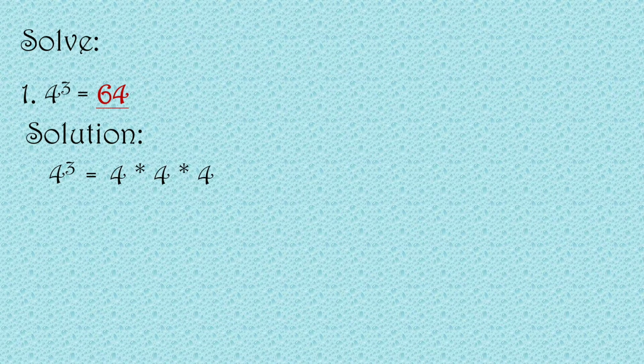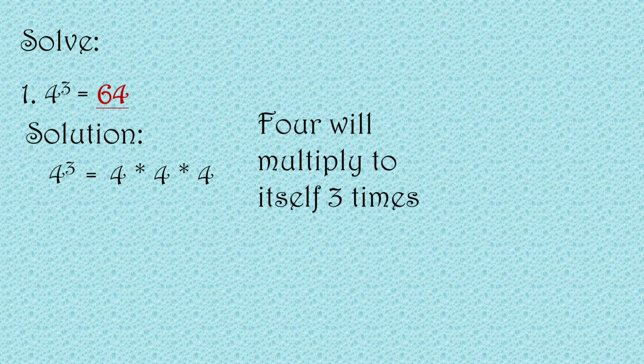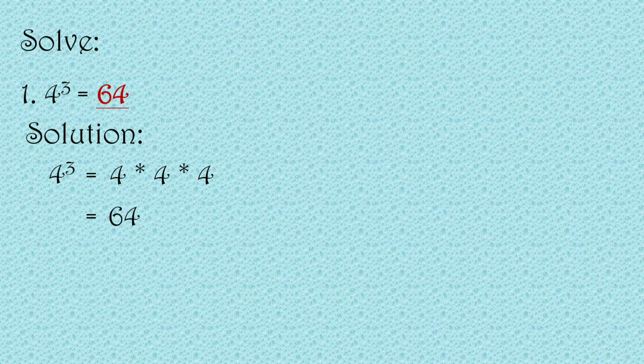So, solve natin to. 4 raised to 3. What will be the answer when 4 is raised to the third power? The answer is 64. Paano natin nakuha yung 64? Ito yung solution. Ibig sabihin ng 4 raised to 3, tatlong beses nating i-multiply si 4. So, magiging 4 times 4 times 4, which is equal to 64. So, 4 will multiply to itself 3 times. Ang sagot natin ay 64.